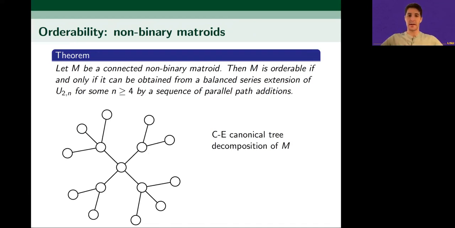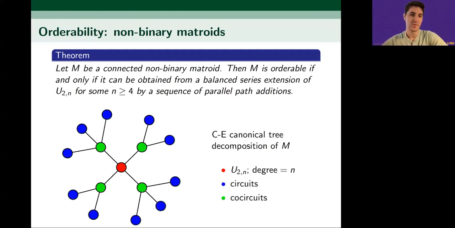So we take the Cunningham-Edmonds canonical decomposition of the matroid. And the very first thing that we do is show that there's exactly one non-binary vertex label. It must be isomorphic to U2N for n at least 4. And the degree of that vertex has to be exactly n. In this case, n is 4 in my little picture here. That's the majority of the work, this 3-connected non-binary orderable matroid stuff. The next thing you show is that all of the other vertices are either circuits or co-circuits. That's most of the rest of the work.